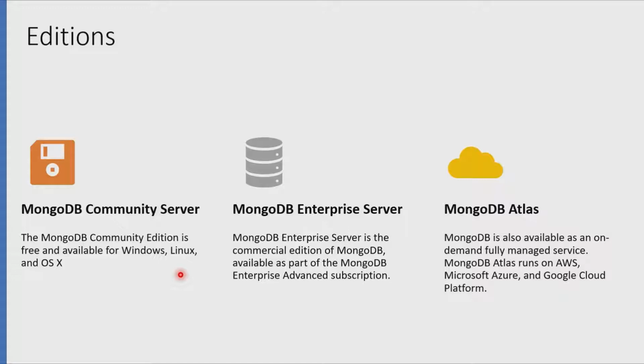These are the different editions available under MongoDB. You have the MongoDB Community Server. Right now it is 4.4. You can have it installed on your Windows system, Linux, or Mac. You have MongoDB Enterprise Server, which is available as the commercial edition with a lot of features, and you can have the subscription.